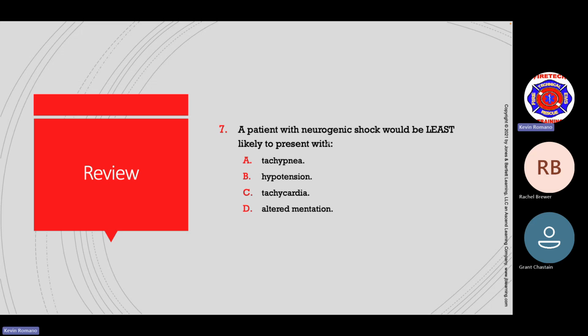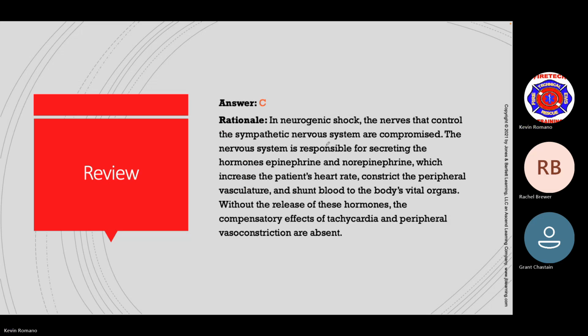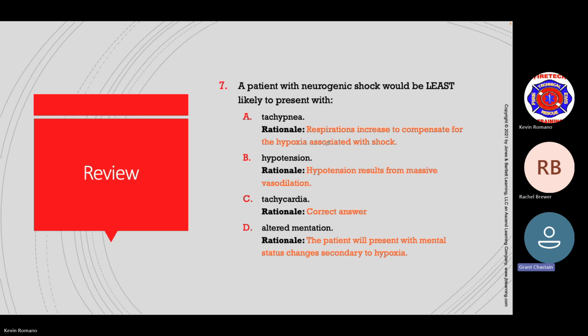A patient with neurogenic shock would be least likely to present with tachypnea, hypotension, tachycardia, or altered mentation. Neurogenic shock, that's that spinal. I think I heard C, right? Least likely to present with. Yeah, because it would be bradycardia. Yes, exactly. That's that neurogenic. But Crystal would adamantly disagree. Okay.